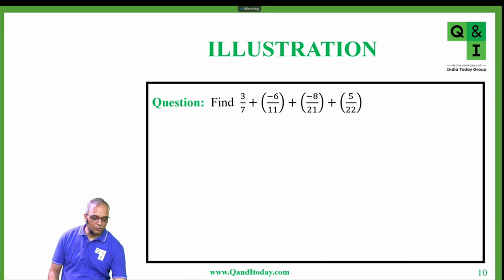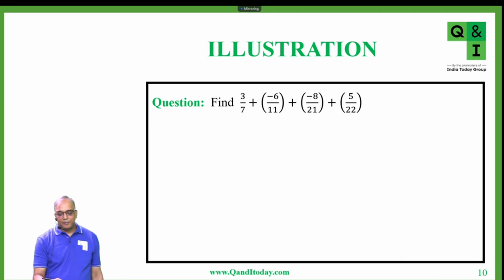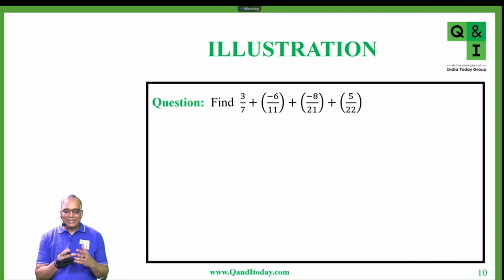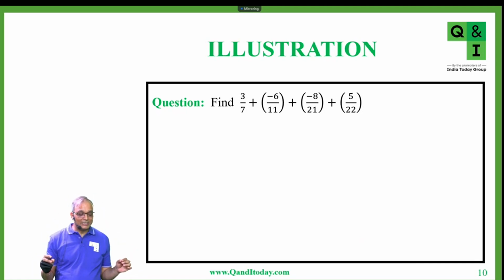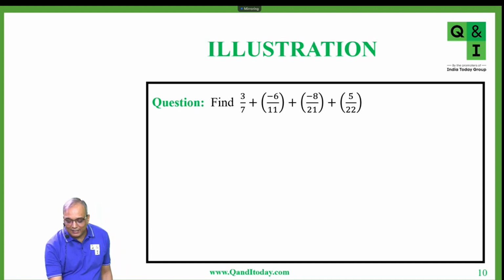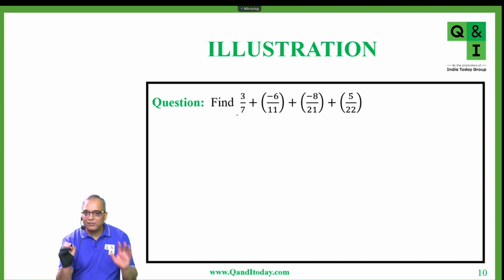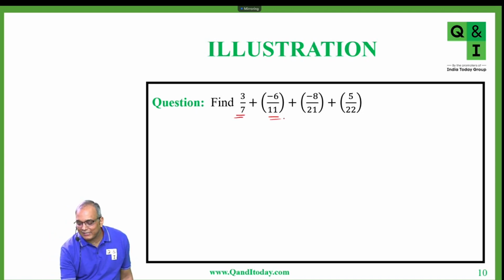Before we move to the next property, let's quickly do this question. Students, there are two ways of doing this kind of question. One is by simply adding them all together, finding the LCM of all these numbers and adding them together. So what are the denominators here? First we'll do it by the simple method. Here we know that 7, 11, 21 and 22 are the four numbers.